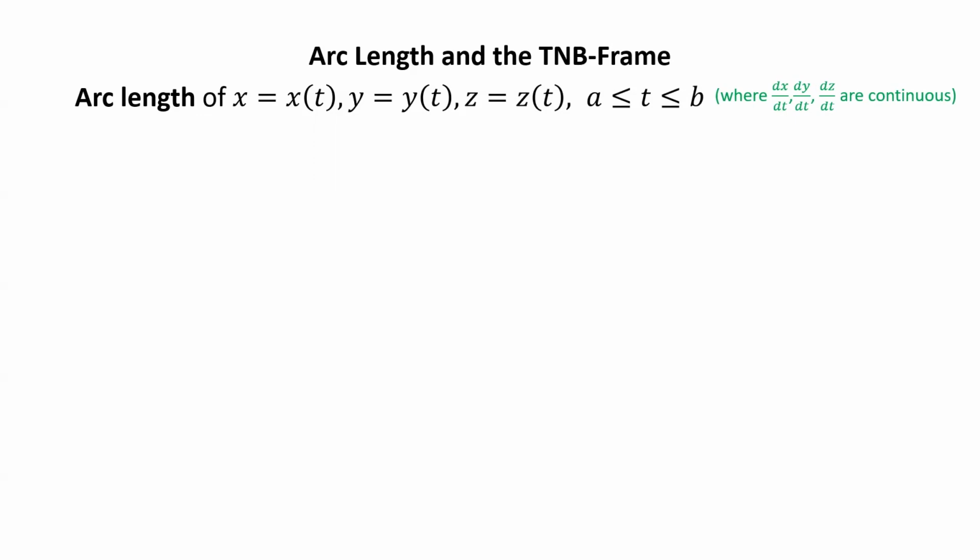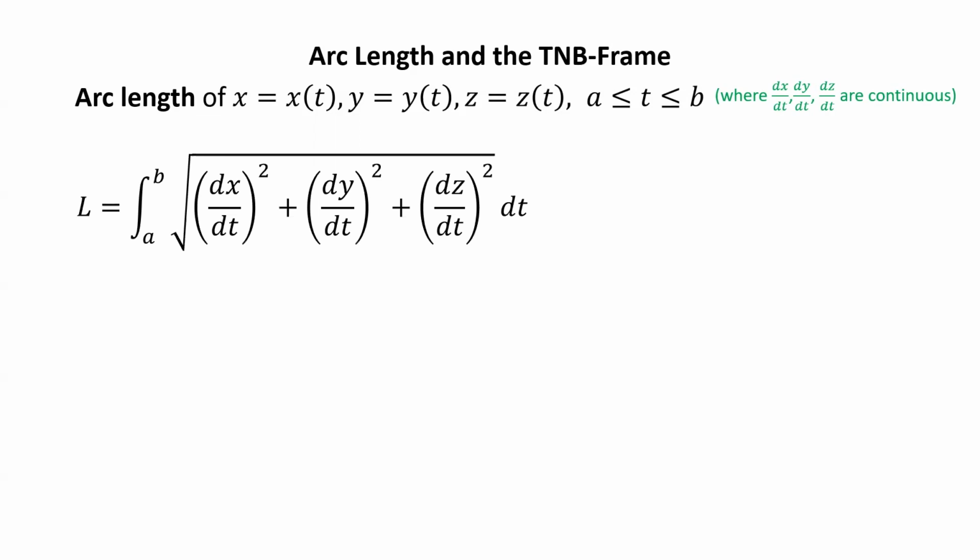The arc length of this parametrized curve is given by L equals the integral from a to b of the square root of the sum of the squares of the derivatives of the component functions dt. So the square root of (dx/dt) squared plus (dy/dt) squared plus (dz/dt) squared, all as the integrand inside the integral from a to b dt.